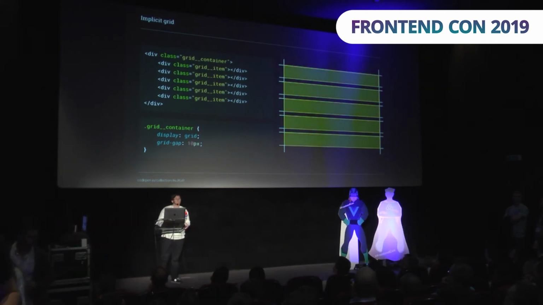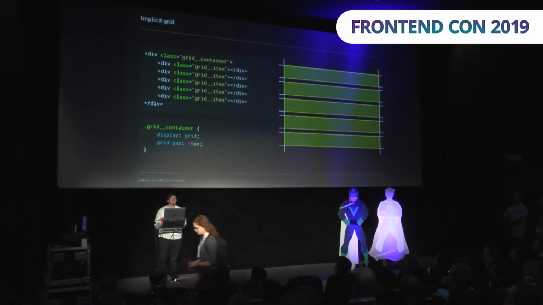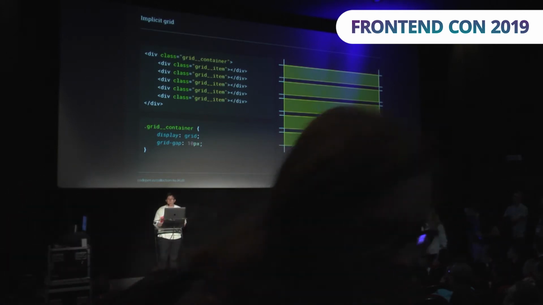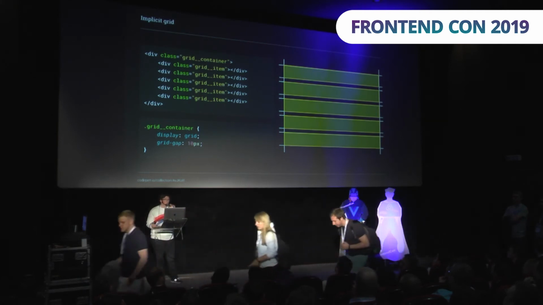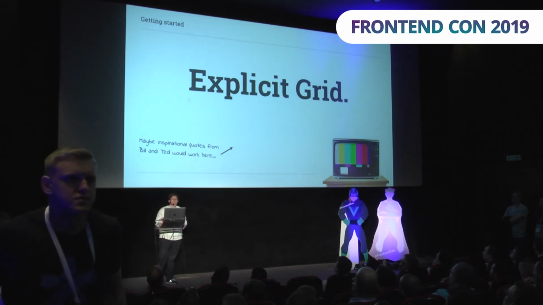This would be a really boring talk, though, if that's all I was going to do with grid. Well, no, it's really cool. Implicit grids don't really give us that much control. In most scenarios, we're going to need to define a set number of columns and sometimes a number of rows too. And this is what we call an explicit grid.